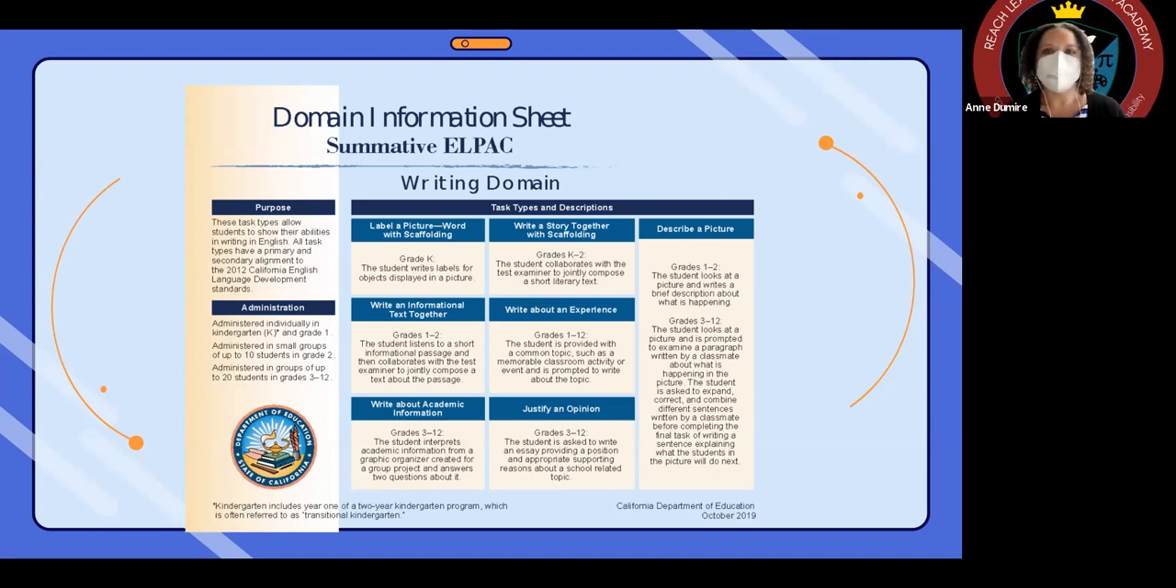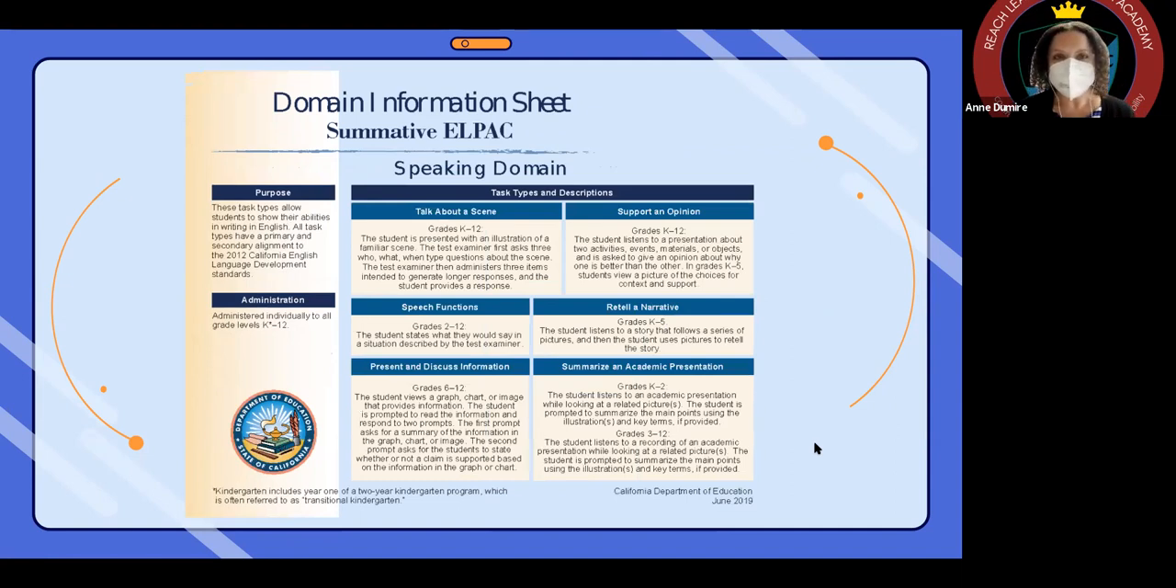There's another section where they'll be describing a picture, and they have to just tell what's happening when they're younger. And as they get older, they have to examine a paragraph written by a classmate and then be asked about what's happening in the picture. So there'll be a picture, there's a section that someone else has written, and then they're asked to respond about what would happen next, or what would be the next part of that task, and then add on to that person's writing. Questions about the writing domain?